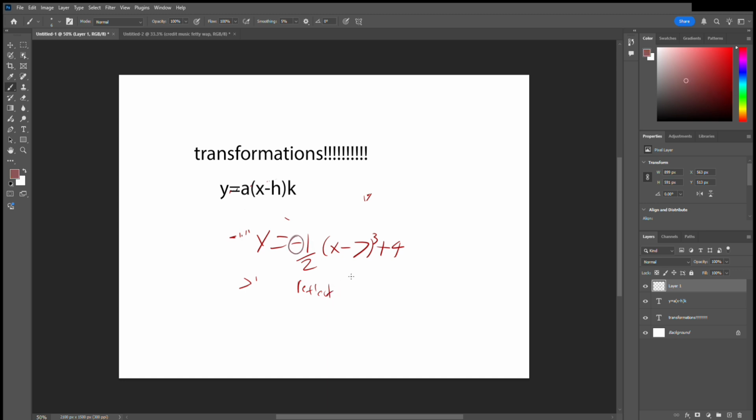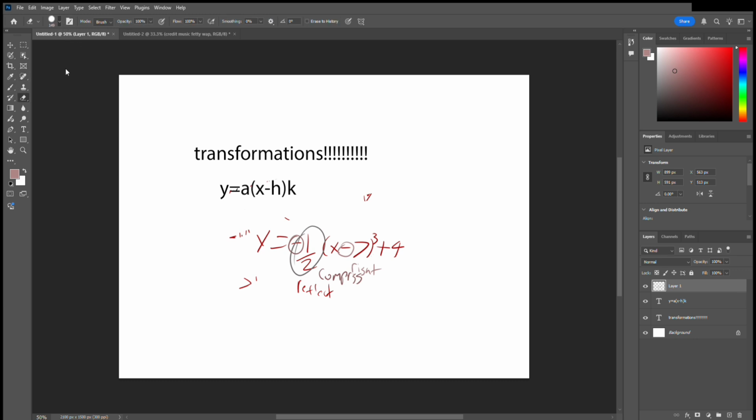Next, it's going to compress because that value right there is lower than 1. Okay, so it's gonna look like that. It's gonna compress by 1/2. Next, it's gonna move right 7, because it's a -7. I said if the value is negative, it moves right.